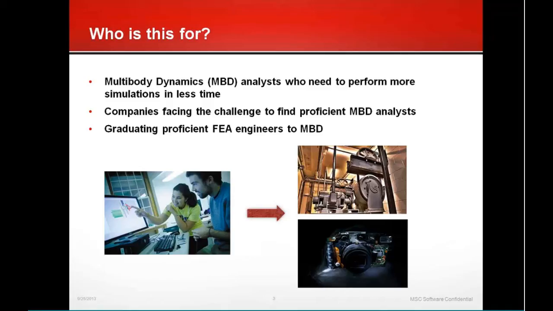Also, we've realized through surveys and interactions with customers over the course of the past couple years that they're having a hard time identifying and attracting proficient multi-body dynamicists. So what we've done is we've created a tool, again, that's approachable for new users of this sort of technology so that they can take full advantage of the power of Adams. And likewise, bridging the gap between FE and multi-body dynamics and making the product more approachable certainly helps from a process standpoint.